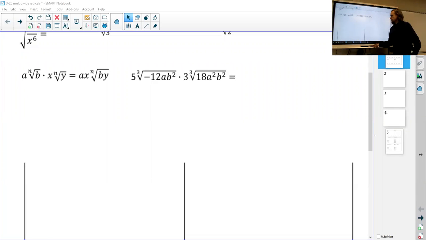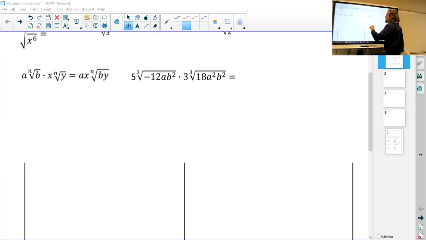Okay. So we're continuing on operations with radicals. Today we're looking at multiplication and division, which is a little bit more complicated than adding and subtracting, but not too bad. It's actually pretty fun, relatively speaking.